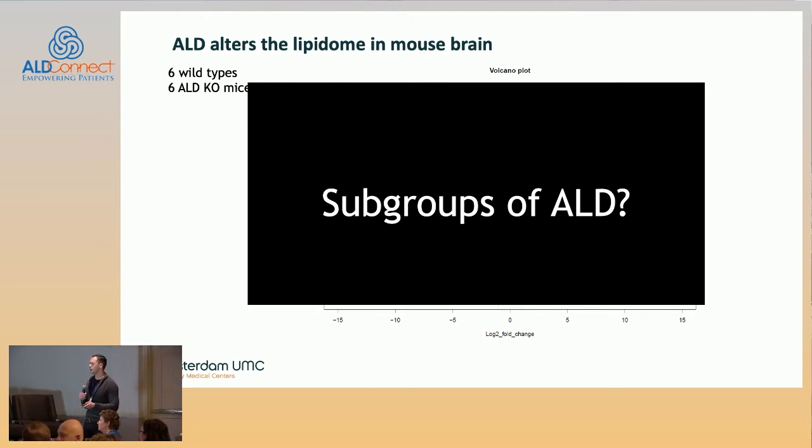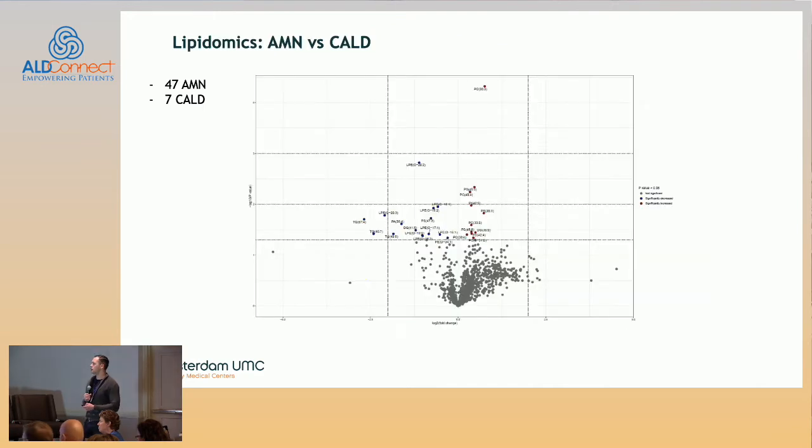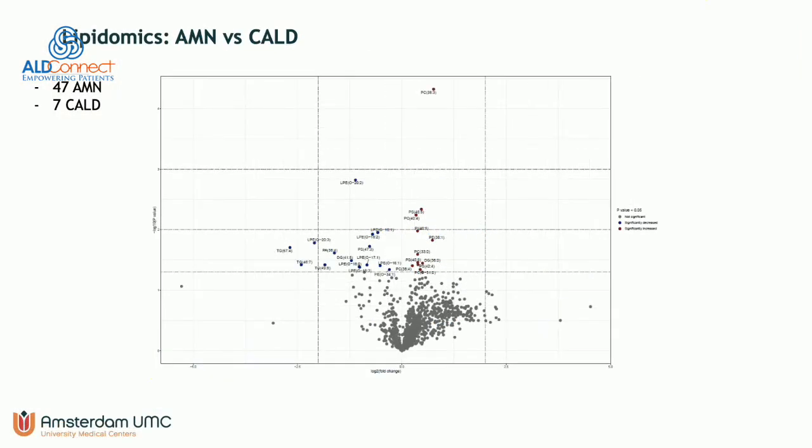Well, there's a large variety in ALD progression, of course, and when we take a closer look at various subgroups, we see pictures like this. So this is AMN patients versus cerebral patients, and you can see that these patients are quite similar to each other, or at least far more similar than the other picture that I showed. And these are 47 AMN patients versus 7 cerebral patients. But still we can see various lipids that are changing.